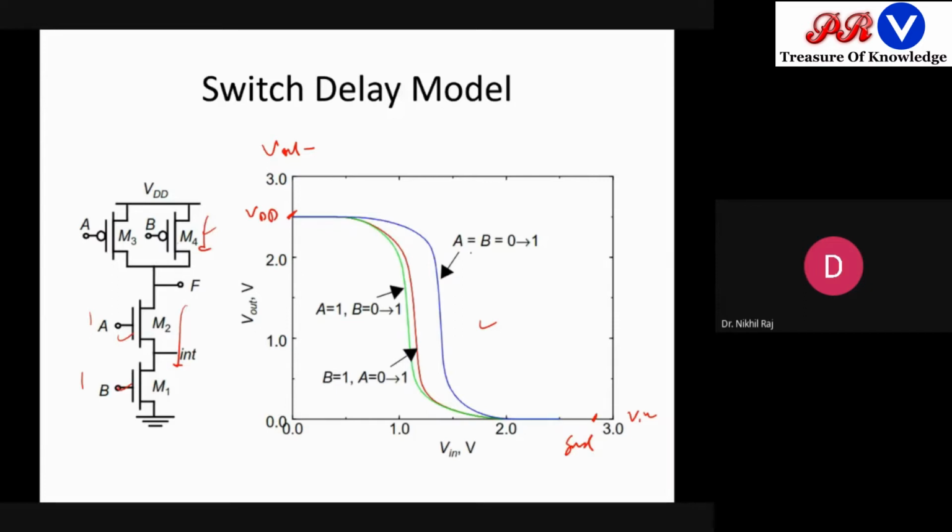So when A and B are both the same, we will get a symmetric curve. But when we switch to A is 1 and B is 0, what is happening? When A is 1, this is 1, B is 0, so this is off and this is on. Once this is on, what should my output be? Though I have not got the path to the ground, this means complete discharge will not be there.